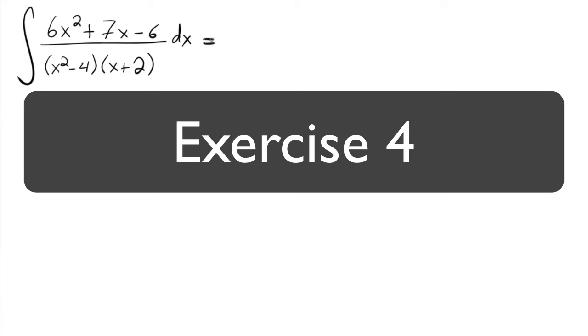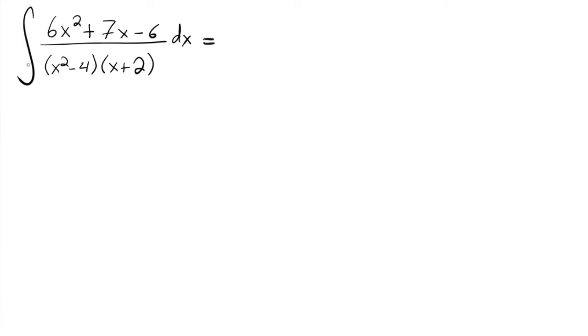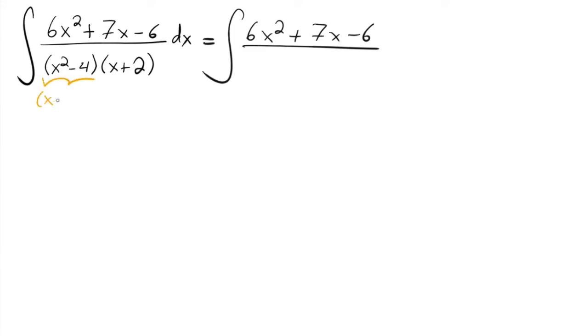Okay, so the first thing we want to do with our integral is make sure that the denominator is completely factored. And so let me just rewrite the numerator again. And this one, x squared minus 4, that could factor into x minus 2 times x plus 2. And so then this can be written as x minus 2 times x plus 2 squared. Okay, and so that's good to do the decomposition.